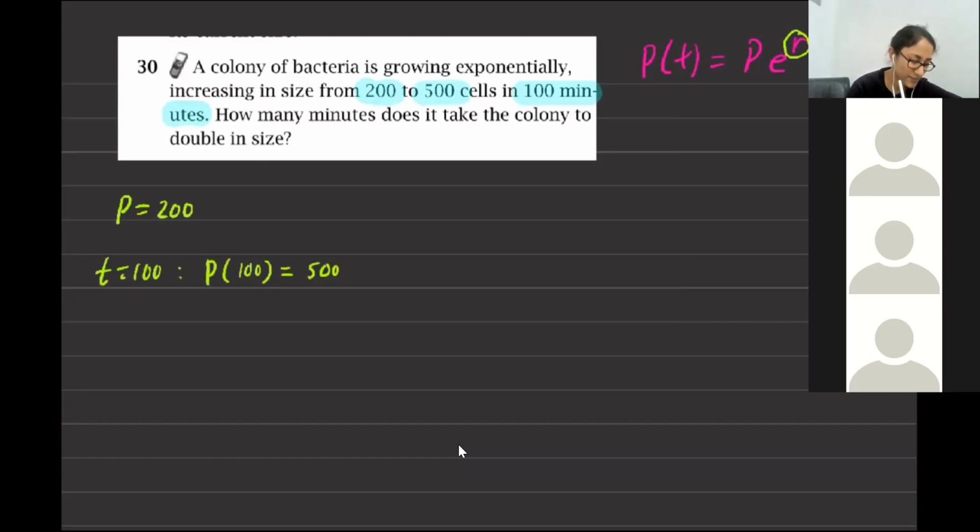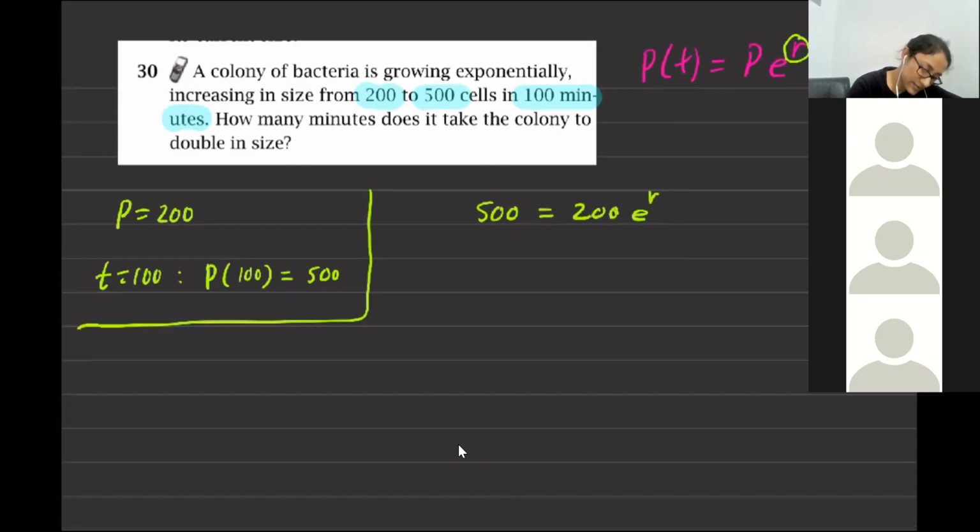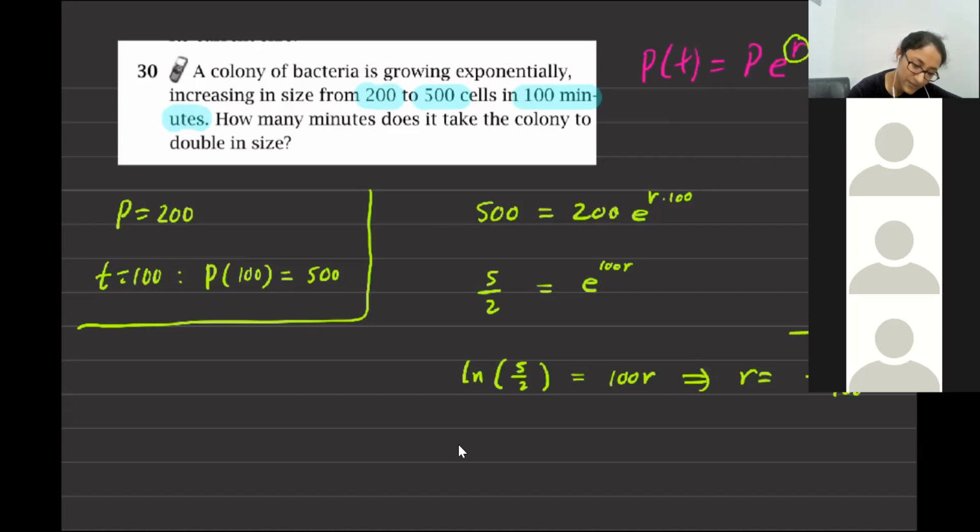I feel like we did this problem. Yeah, maybe. Let's do it again, right? It doesn't hurt. So I'm going to find R. 500 is equal to 200 times e to the R times T, and T is 100 minutes, so that's 100. Divide both sides by 200. You have 5 over 2 is equal to e to the 100R. And then we take natural log, so you can bring down the power and e will cancel out. This gives you ln of 5 over 2 is equal to 100R, and R is equal to ln of 5 over 2 divided by 100. So that's the rate.